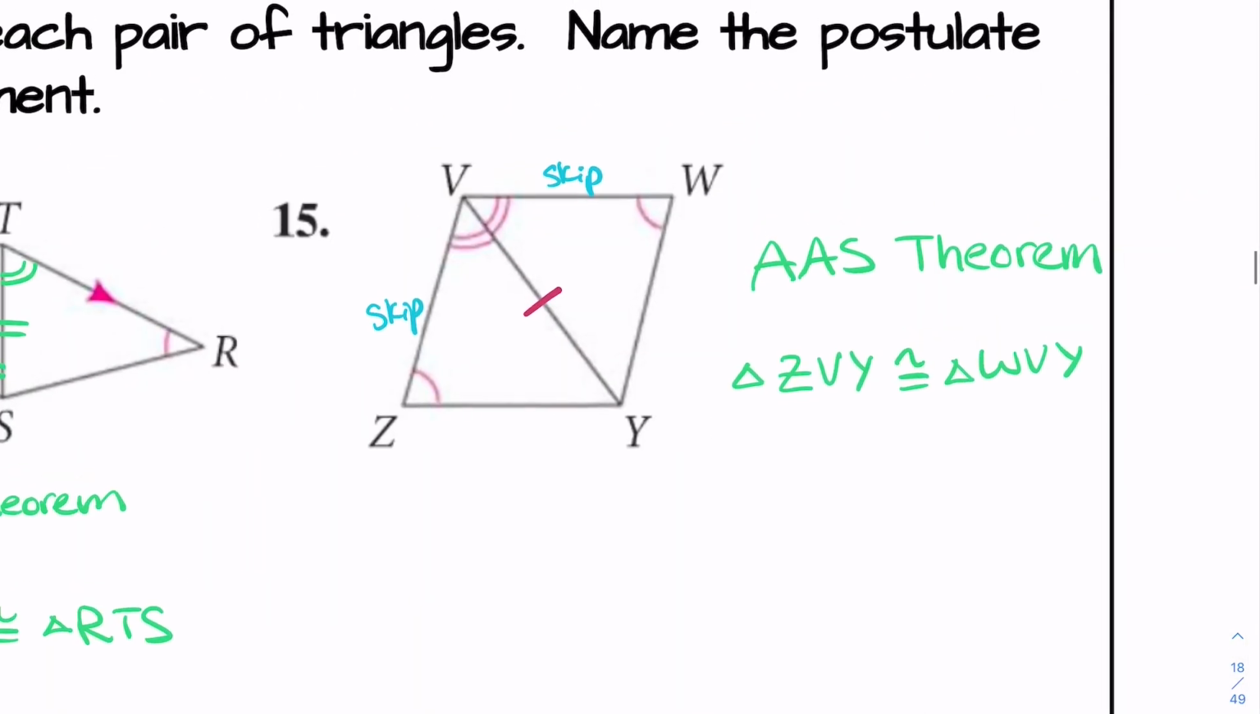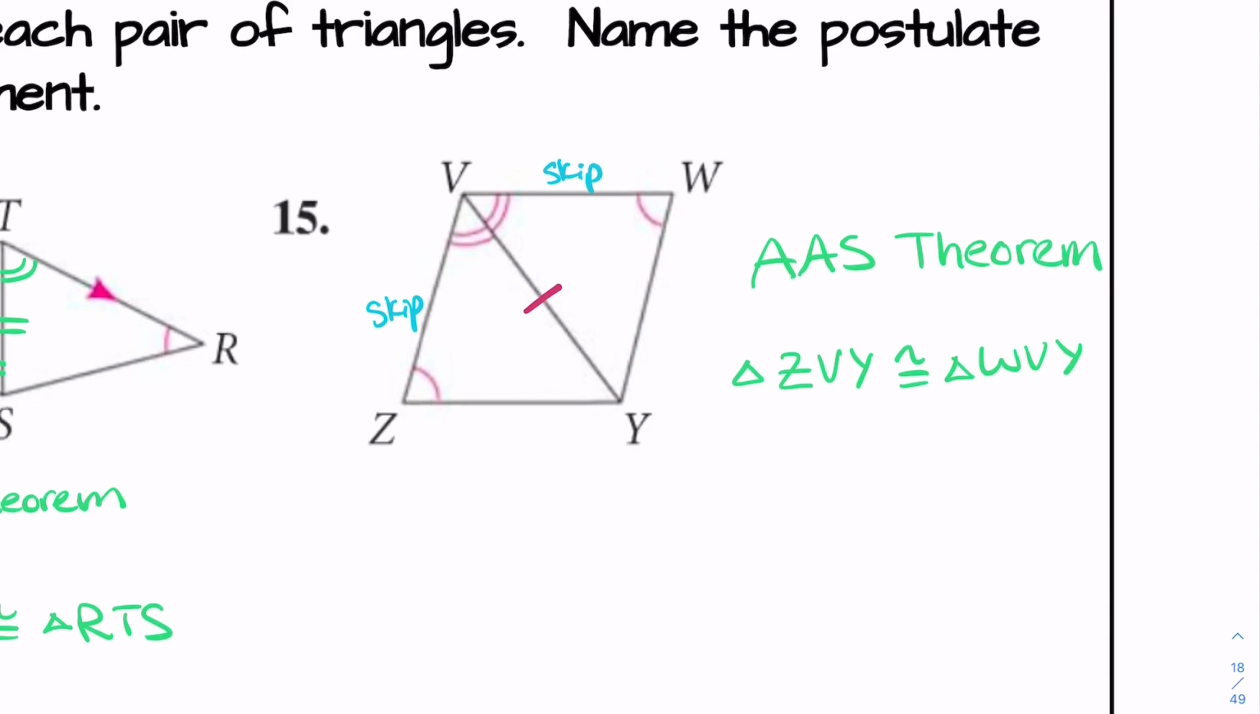And this one I think I did earlier in the notes, but I'll just go over it again. This is by the angle angle side theorem again, because you're skipping this side right here. So there is no inclusion. And it's triangle ZVY and WVY. And so that's your triangle congruent statement for that one.